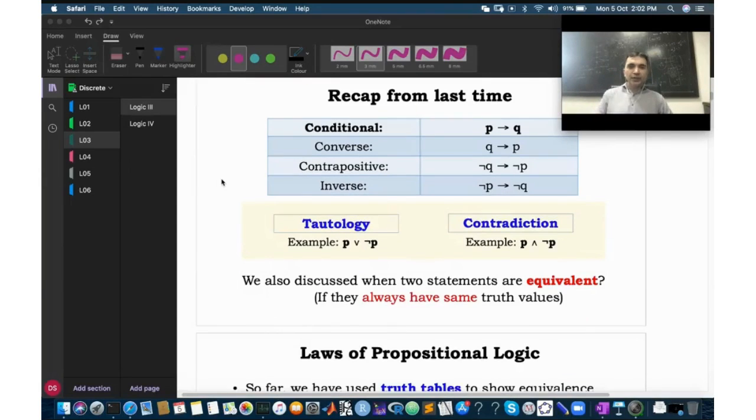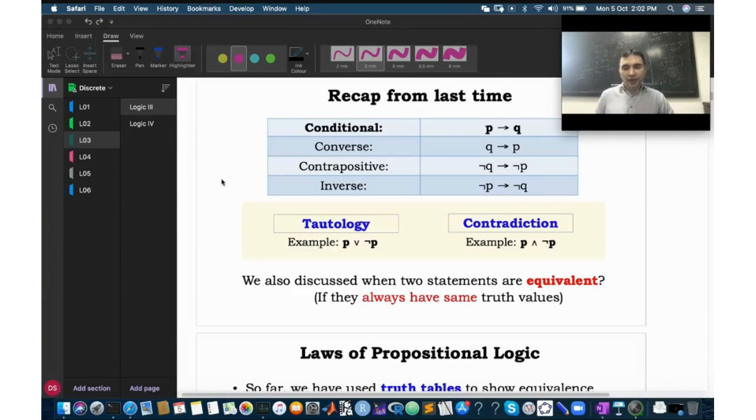We defined the converse from a given conditional proposition. We defined the contrapositive. We defined the inverse. We saw that a conditional proposition implies the contrapositive, but it does not necessarily imply the converse or the inverse. Then we defined a couple of things. One was the tautology, which is a statement that is always true. We defined a contradiction, which is a statement that is always false. And these were the forms of the tautology and the contradiction.